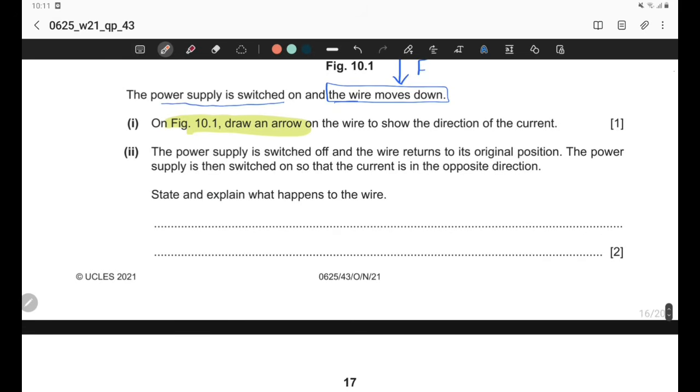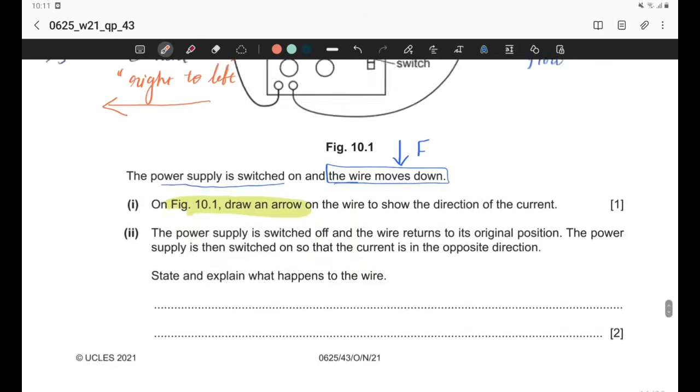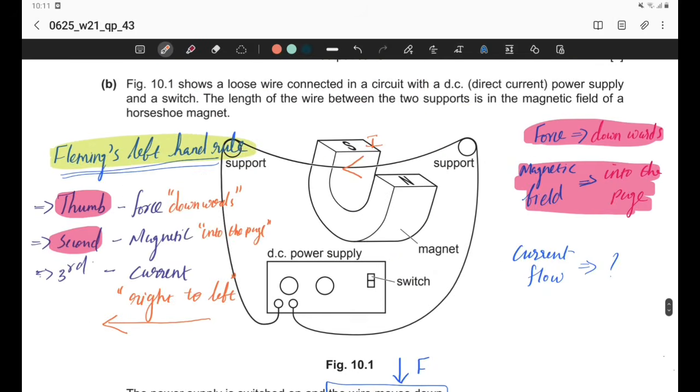Part 2. The power supply is switched off and the wire returns to its original position. The power supply is then switched on so that the current is in the opposite direction. State and explain what happens to the wire. So now they changed the direction of the flow of current. So instead of going from left to right, the current is now flowing from right to left. So what will happen to the wire?